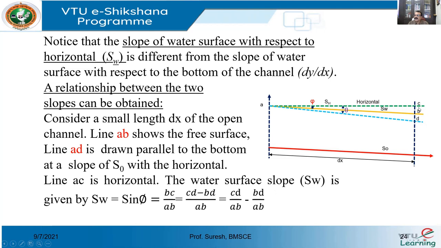Please refer to this figure. What is BC? BC can be written as CD minus BD, that is, the entire length minus this length. So BC by AB can be written as CD minus BD divided by AB. This can also be written as CD by AB minus BD by AB. This is the water surface slope.